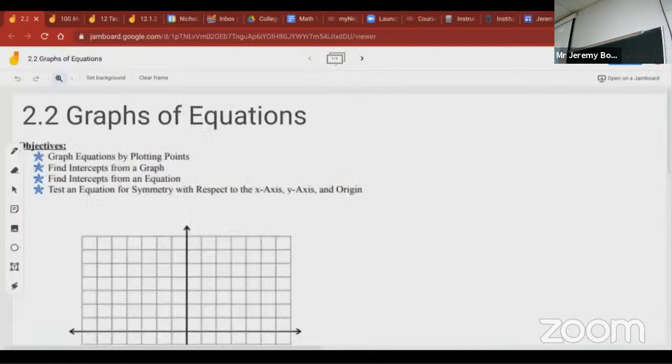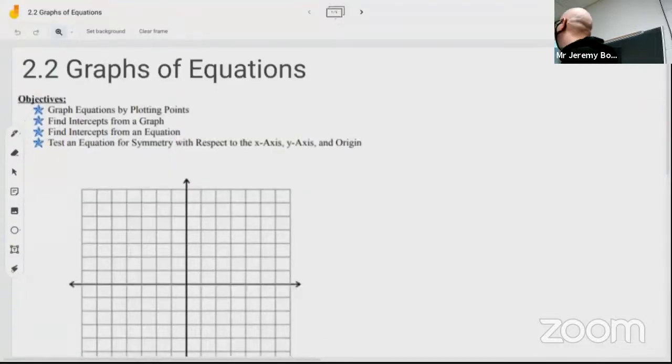This section is graphs of equations, and we're just going to stick to 2 dimensions as far as this class goes. So you've got your x and y values, and the first thing we're going to talk about is graphing equations by plotting points. How are we going to graph some equation that's given to us? Notice we're not talking about functions yet. If you're familiar with functions, that's going to be later on, Chapter 3, if I recall correctly.